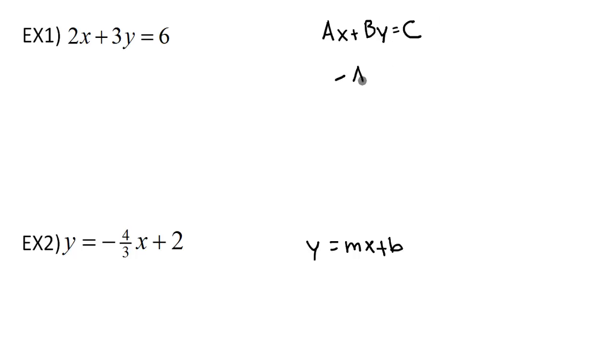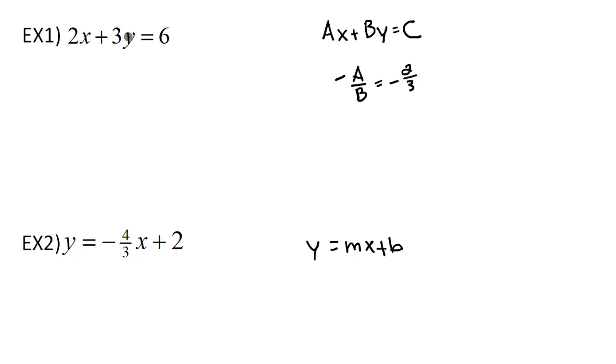be negative a over b. That's the slope. So our a value is always in front of the x, that's going to be 2. Our b value is always in front of the y, so that's going to be 3. And then we want to do the opposite of that, so it's going to be negative 2 over 3. So that's my slope here.